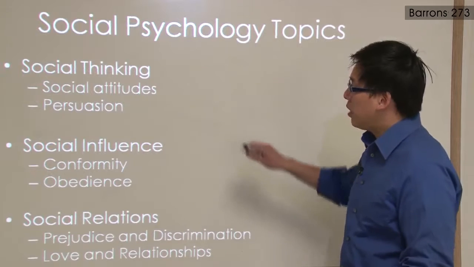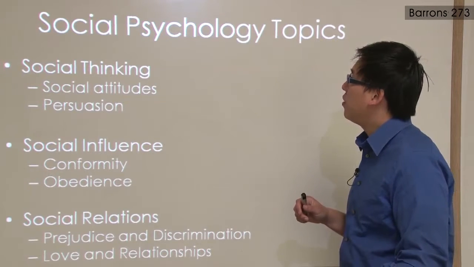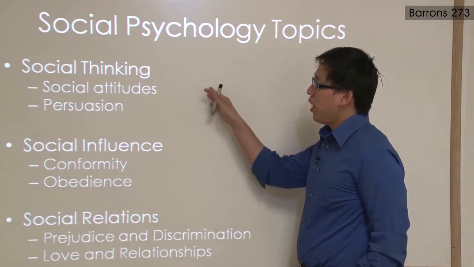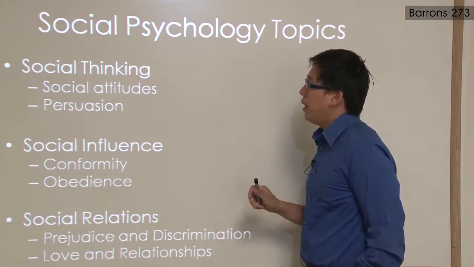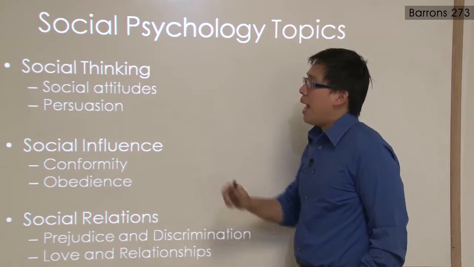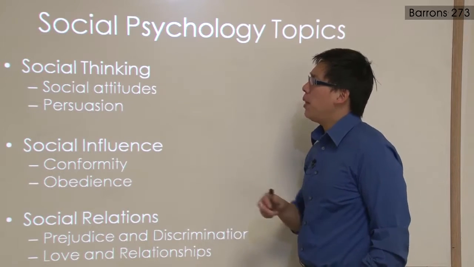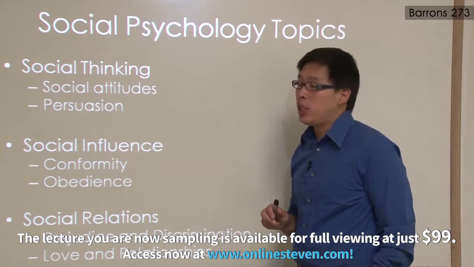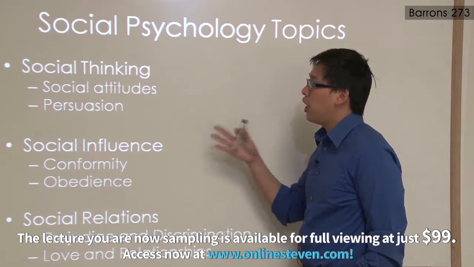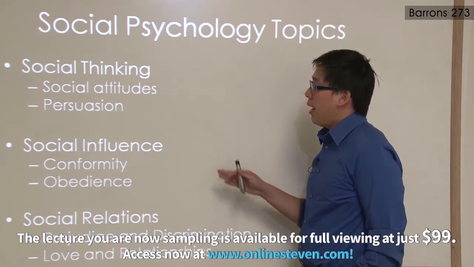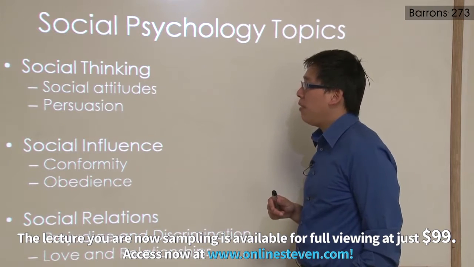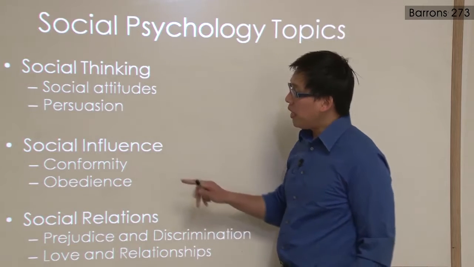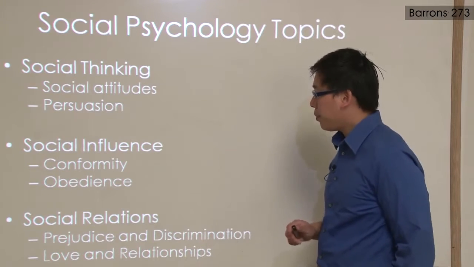So let's look at some of the topics that we'll be encountering in the realm of social psychology. We're going to go through three large domains: social thinking, social influence, and social relations. Under social thinking, how we think about the world, the things we talk about are going to be social attitudes, our attributions of each other, and also the idea of persuasion, how we try to change our attitudes. Under social influence, we talk about how our behavior is actually affected by other people. So ideas like conformity and obedience come into play.